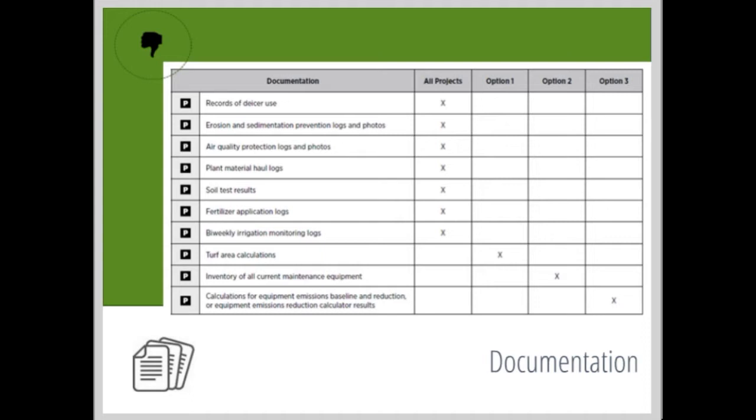From an exam standpoint, documentation is important. Here are the documentation requirements for this credit. Rather than simply memorizing, I would recommend you analyze the requirements for each option, see how each option is different, and apply logic to remember them. Doing this will save you from having to simply memorize them. For instance, in this case, documentation requirements for all options are the same, except option 1 requires additional turf area calculations. Option 2 requires an inventory of current maintenance equipment, and Option 3, calculations pertaining to equipment emissions.